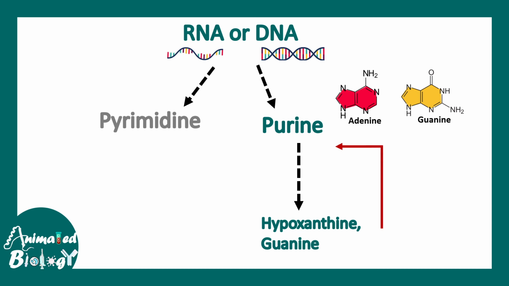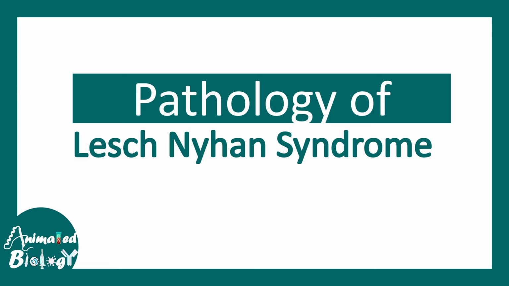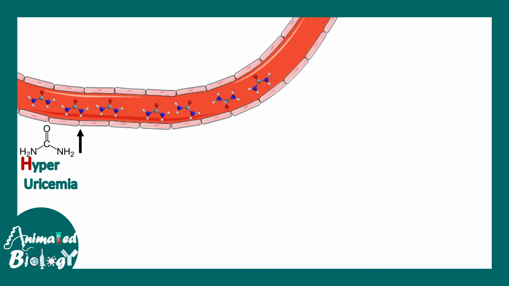That can be salvaged back to make more purine. That's what happens in the salvage pathway, and the key enzyme is HGPRT. But if HGPRT is non-functional, then obviously the raw materials that can be recycled would be wasted, and they would eventually form uric acid. And uric acid gets accumulated in several regions of the body, and it's really harmful. So the pathology can be remembered by the mnemonic HGPRT.